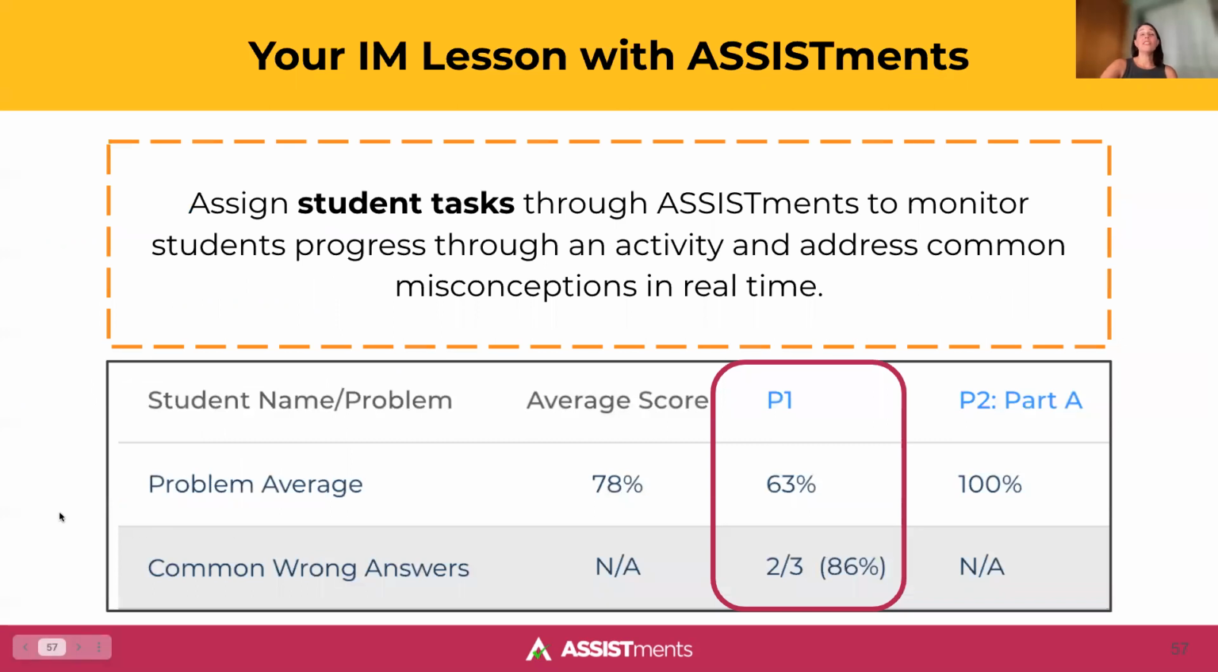Another suggestion is to assign the student tasks through assessments to allow you to monitor students' progress through an activity and address common misconceptions in real time. So if you're putting students in small groups or having them work independently on student tasks, as long as you have them enter those answers into assessments, you're going to be able to update that assignment throughout the class, updating live, and see what students or what small groups are in need of a little bit of additional support.